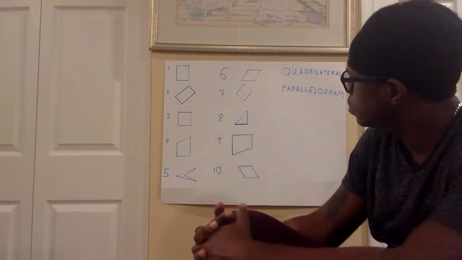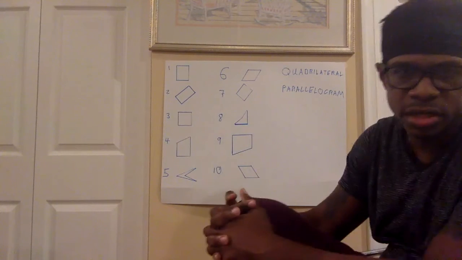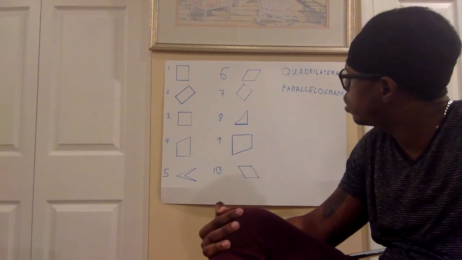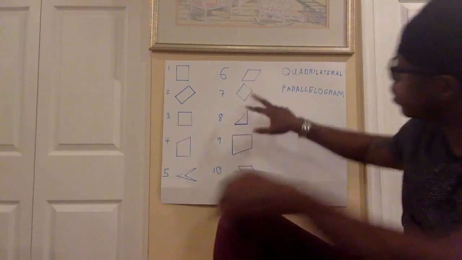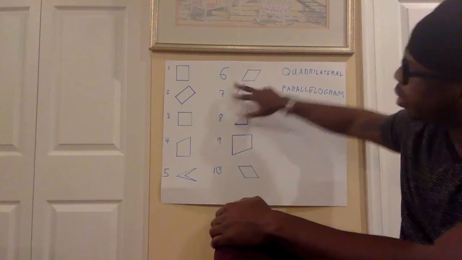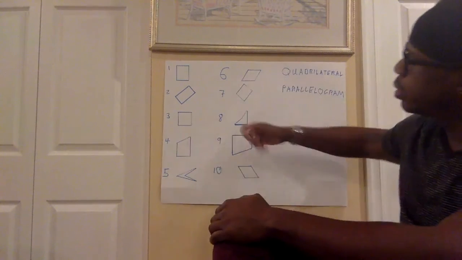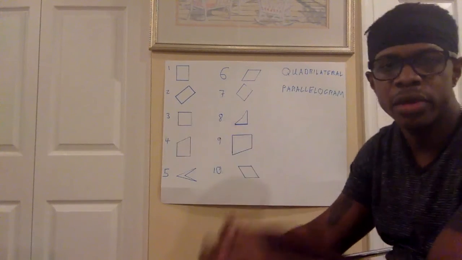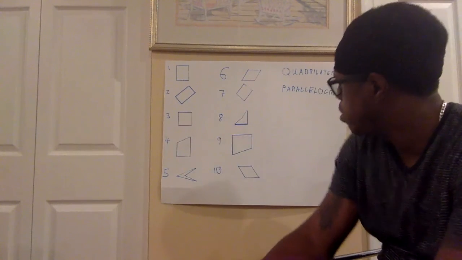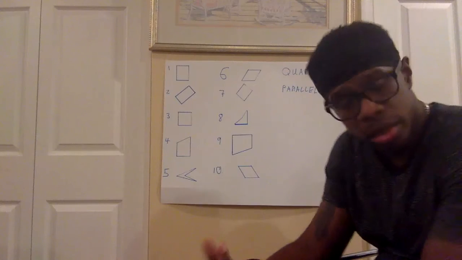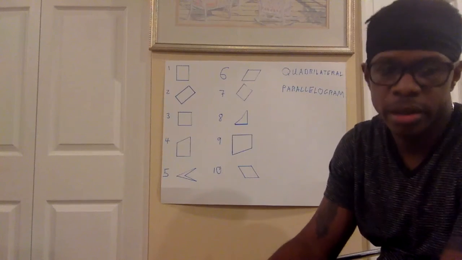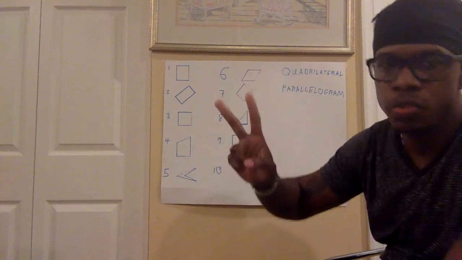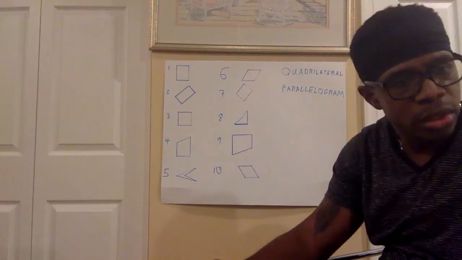Number 7, would I be correct if I said number 7 is a parallelogram? Yes, I would be correct because one pair here, one pair there. Number 8, would I be correct if I said number 8 is a parallelogram? If I said it is, I would be incorrect. Number 8 is not a parallelogram. It cannot be a parallelogram because it does not have 2 pairs of parallel sides.